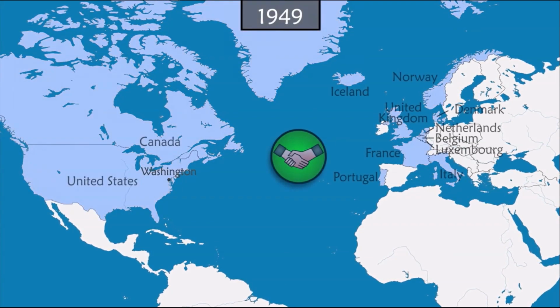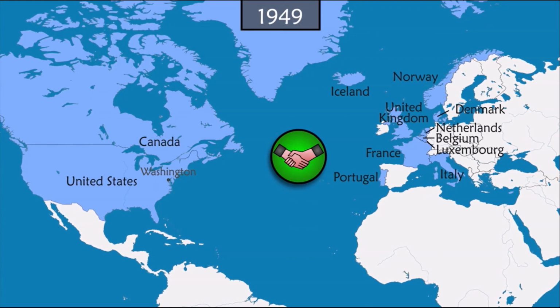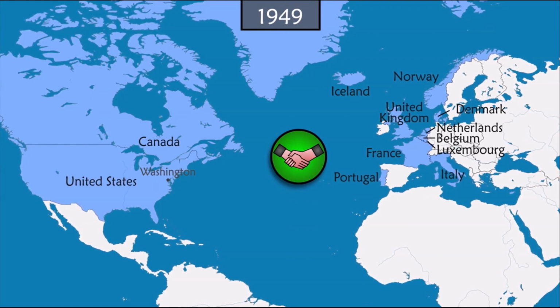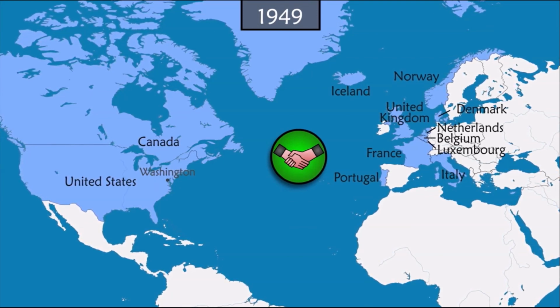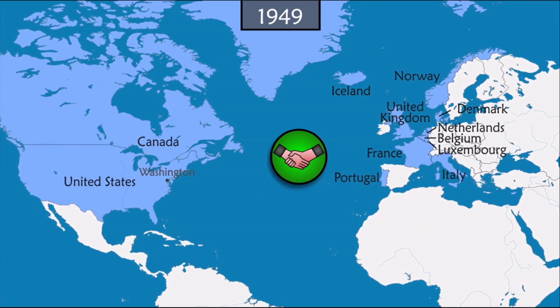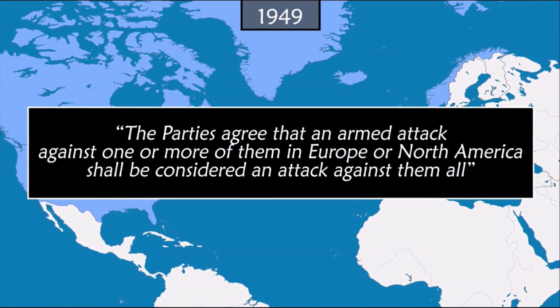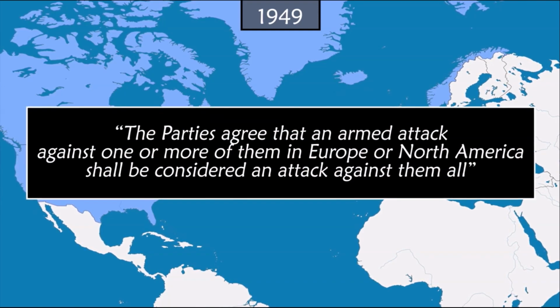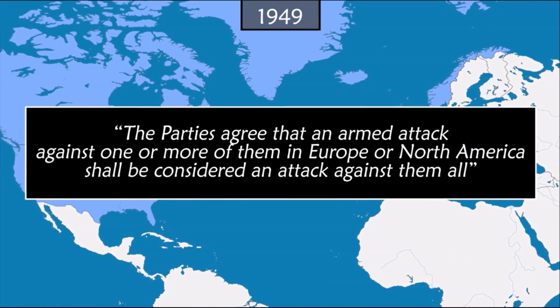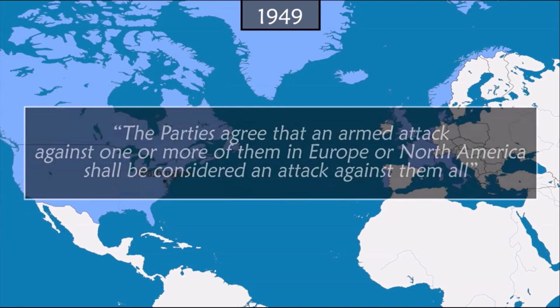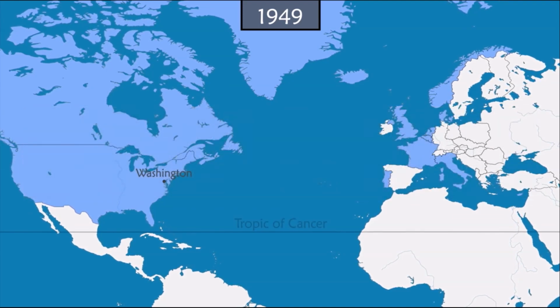On April 4, 1949, in Washington, 12 countries sign the North Atlantic Treaty, also known as the Washington Treaty, a political and military alliance whose central point is Article 5, which ensures the collective defense of each of the member countries. The parties agree that an armed attack against one or more of them in Europe or North America shall be considered an attack against them all.